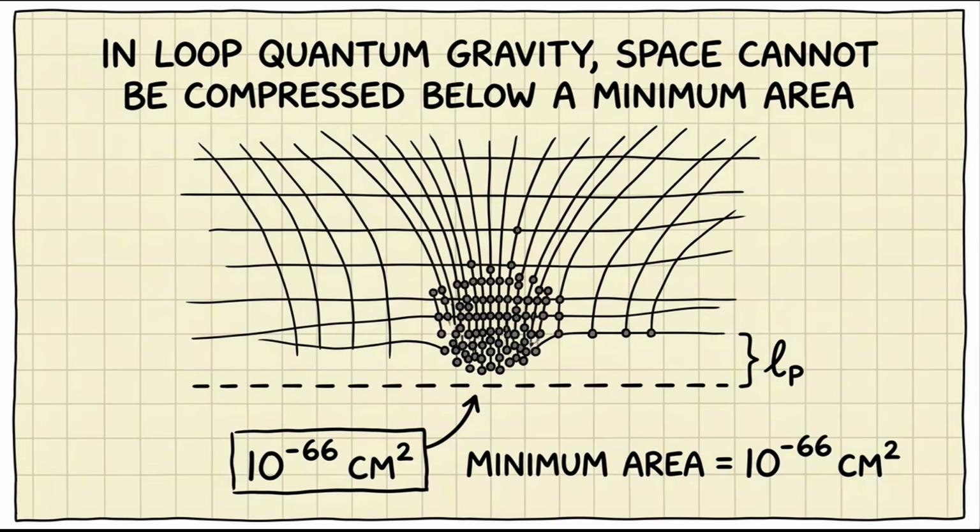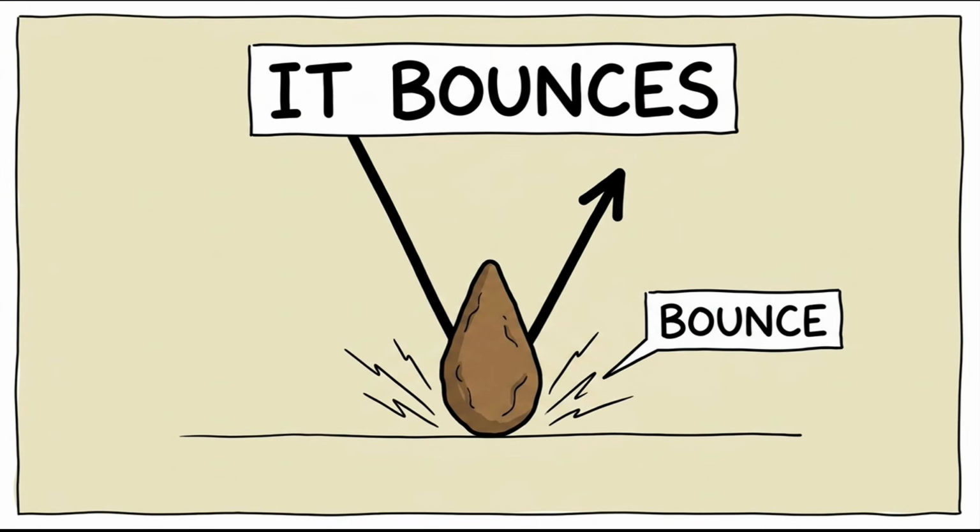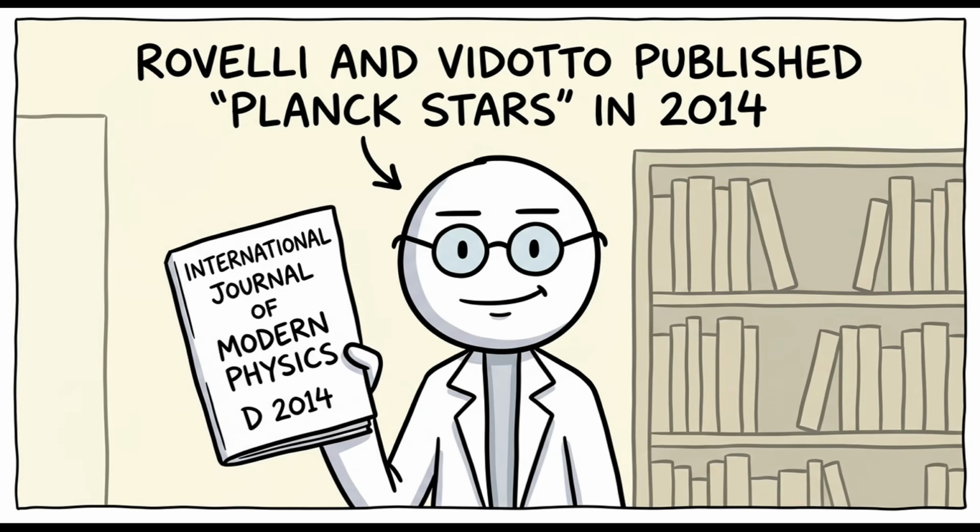In loop quantum gravity, space cannot be compressed below a minimum area, roughly 10 to the power of minus 66 square centimeters, set by the Planck length. Collapse cannot reach a singularity. It bounces. Rovelli and Vidotto published Planck Stars in the International Journal of Modern Physics D in 2014.